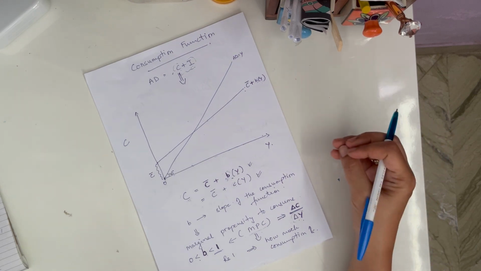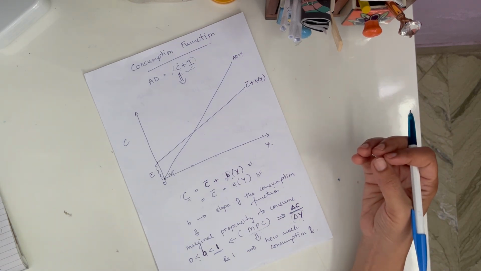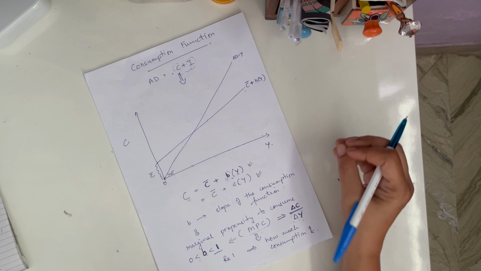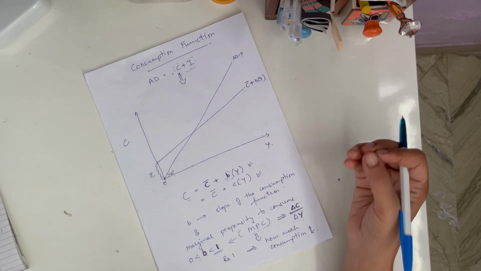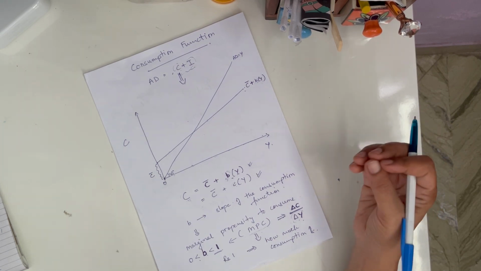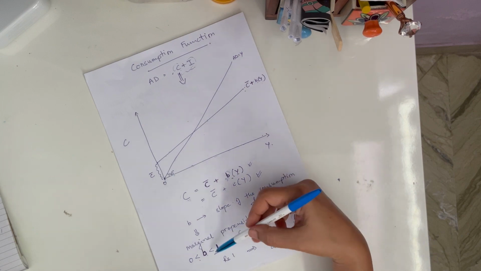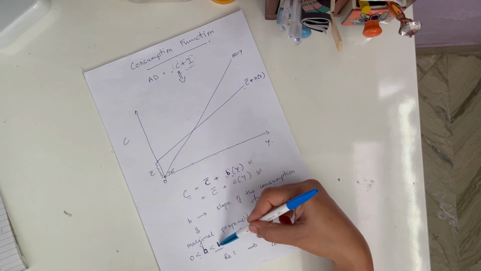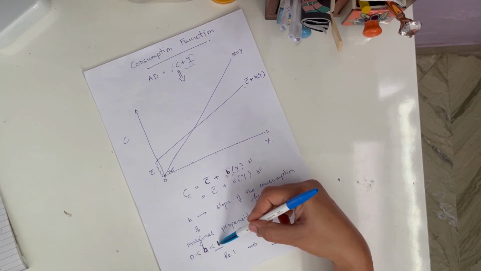In other words, if income increases by 1 rupee, then your consumption increases by less than a rupee. That's what this means, MPC being less than 1.